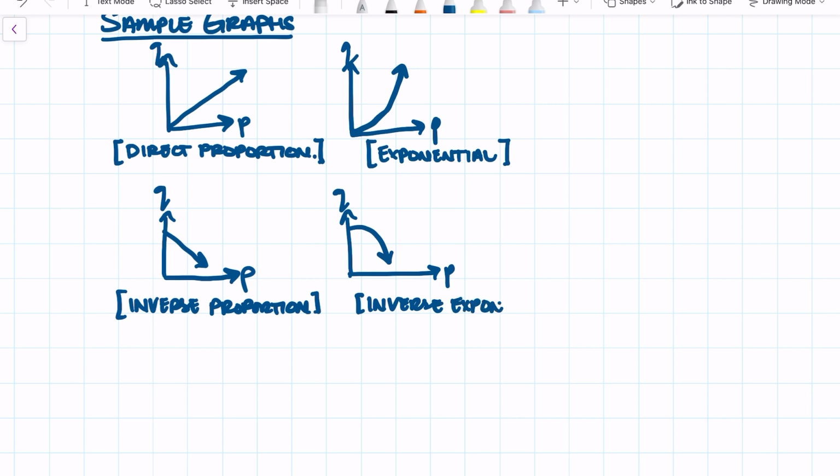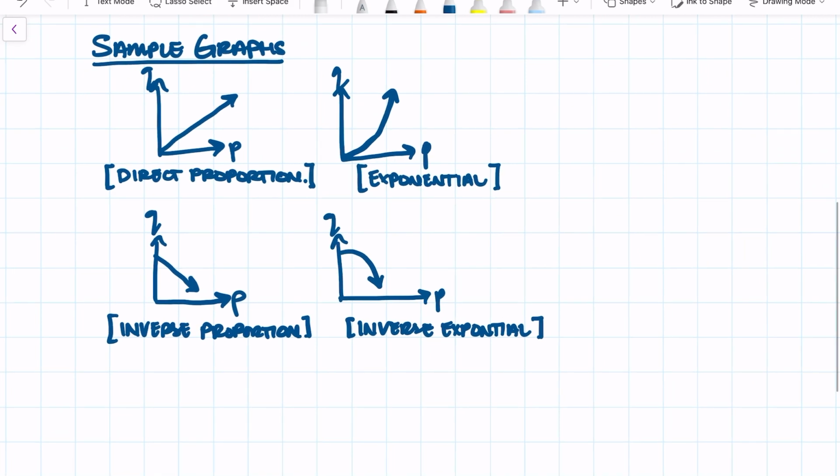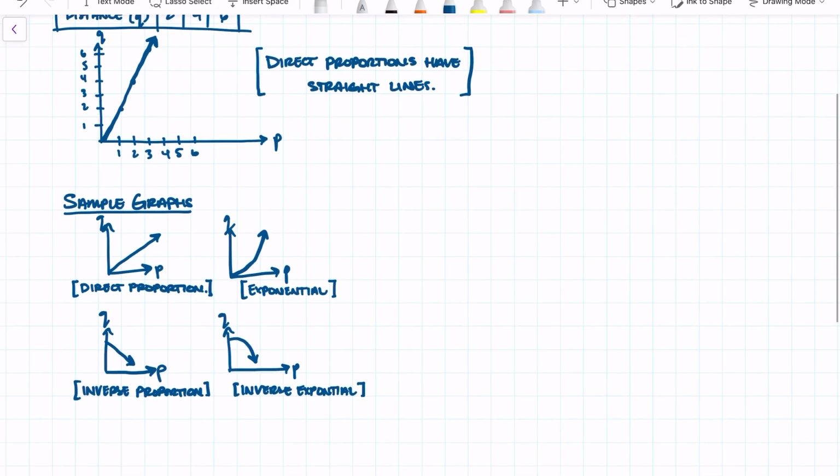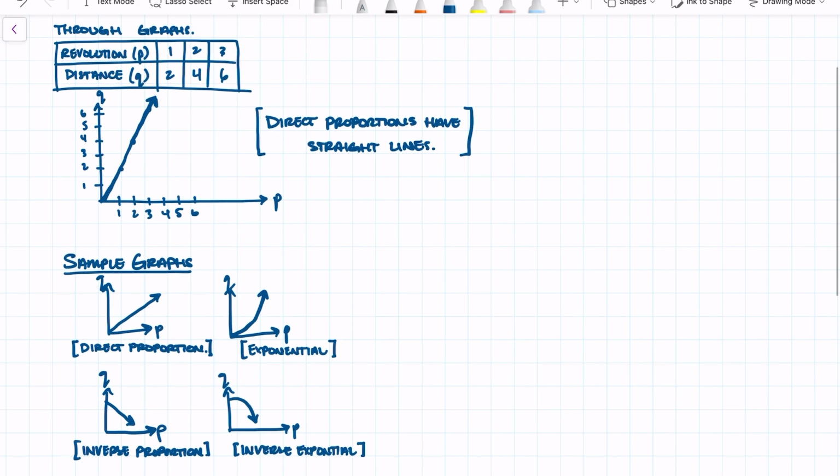In the future classes, you're probably going to learn that this will still just be an exponential, but then you're going to learn how to apply negatives into that as well. So it's going to make a little bit more sense then. So right now, we're going to keep it like this. So keep in mind that there's only one type of direct proportion. Direct proportion must be the ones that have straight lines, similar to what we've drawn earlier.